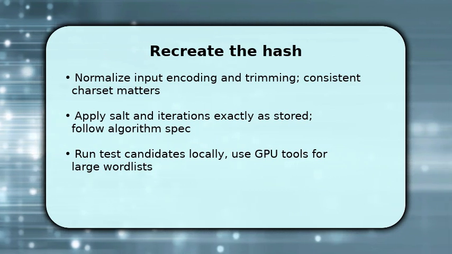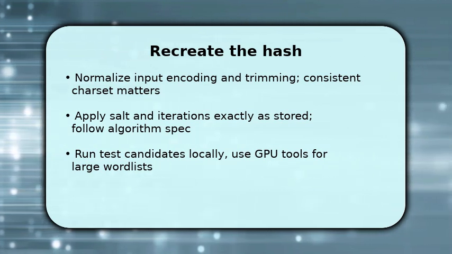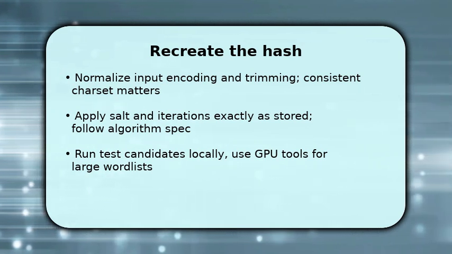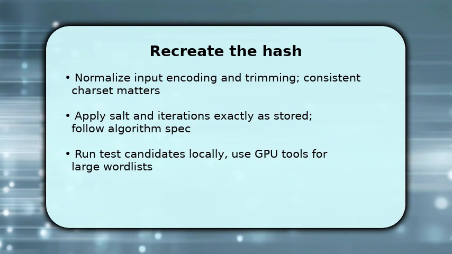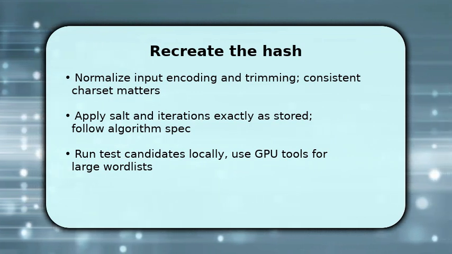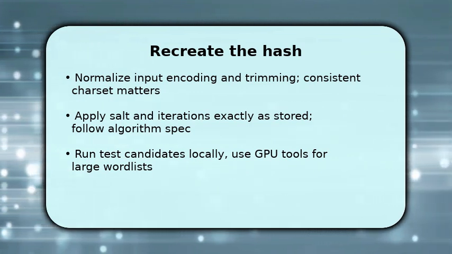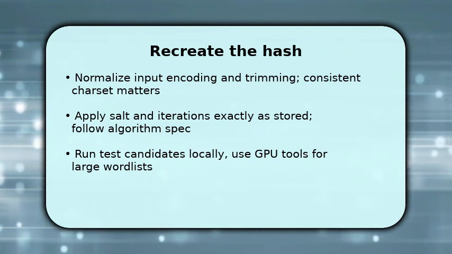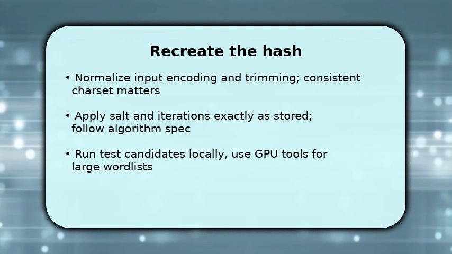Next, apply the salt and the same iteration count or key stretching used originally, because one round versus many changes results dramatically. Run a few known candidates to verify your pipeline, then scale with optimized tools or word lists once the output matches expectations. You finish by comparing the computed digest byte for byte with the stored value.